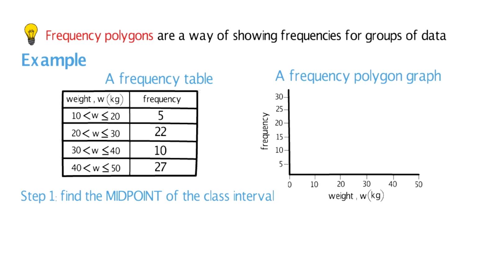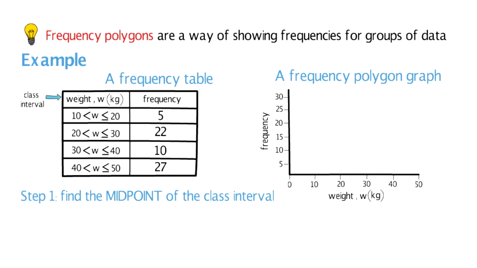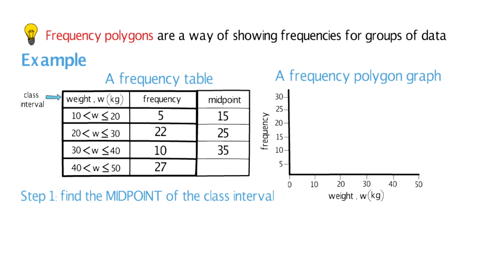Step 1, you need to work out the midpoint of the class intervals. As I mentioned, the column on the left is where your class interval is. To work out the midpoints, you're basically working out the middle value of each interval. For instance, the first one, between 10 and 20, is going to be 15. The second one, the midpoint of 20 and 30, will be 25, and so on. So you need to work out the midpoints of every single class interval. And I'll explain why this is important.